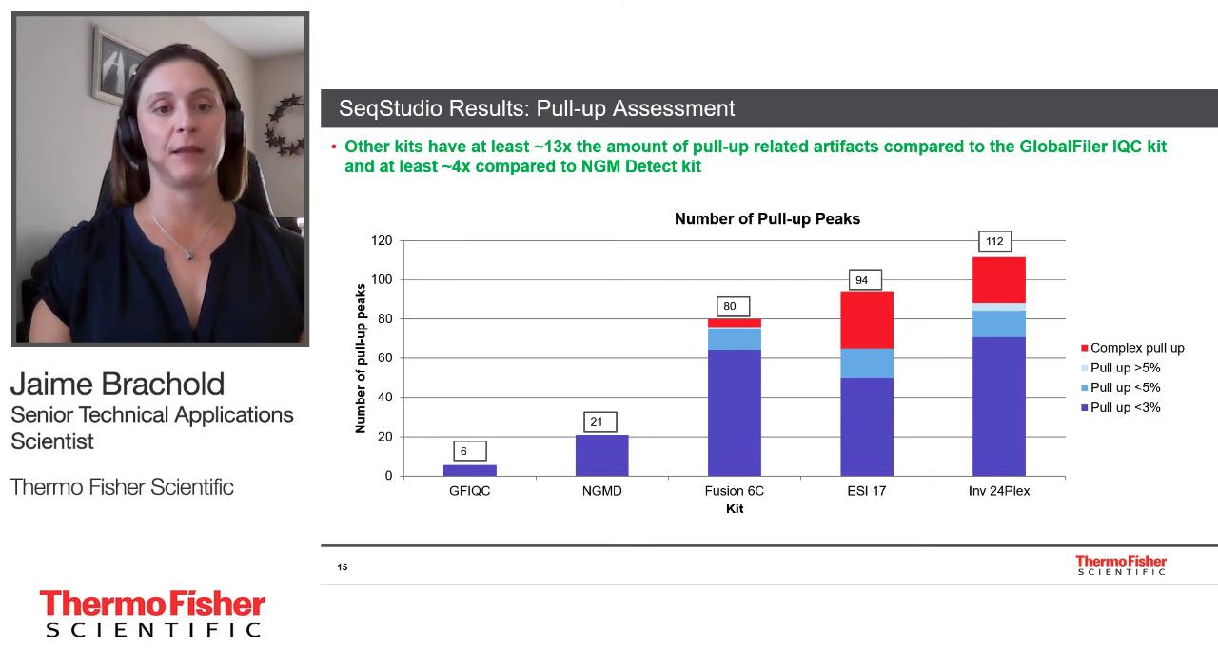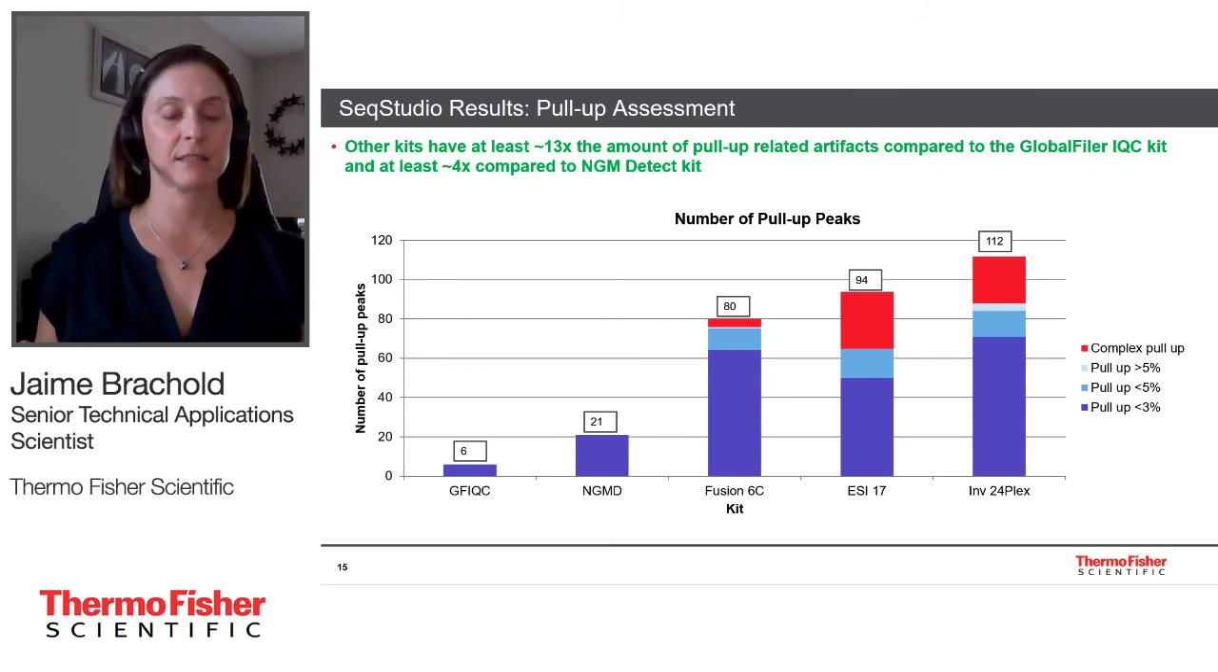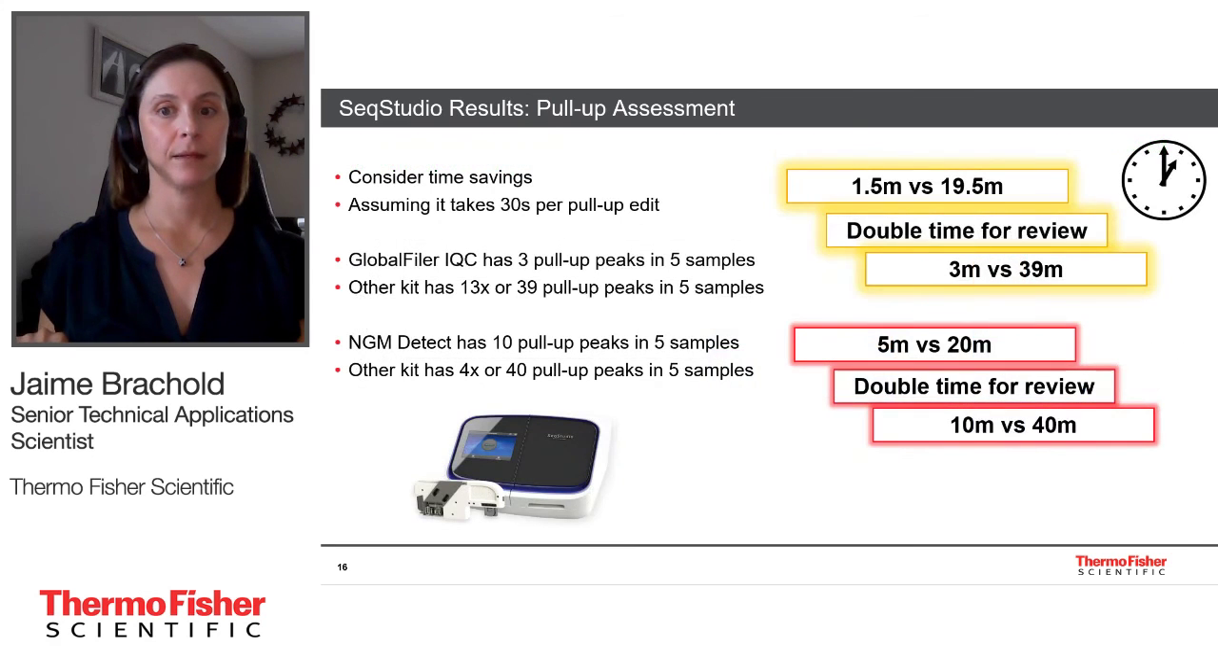And so when we compared the Applied Biosystems kits to the non-AB kits, I did split it out because there was that discrepancy. So for Global Filer IQC, the other kits had at least 13 times the number of pull-up related artifacts. And for NGM Detect, at least 4 times the number of pull-up related artifacts.